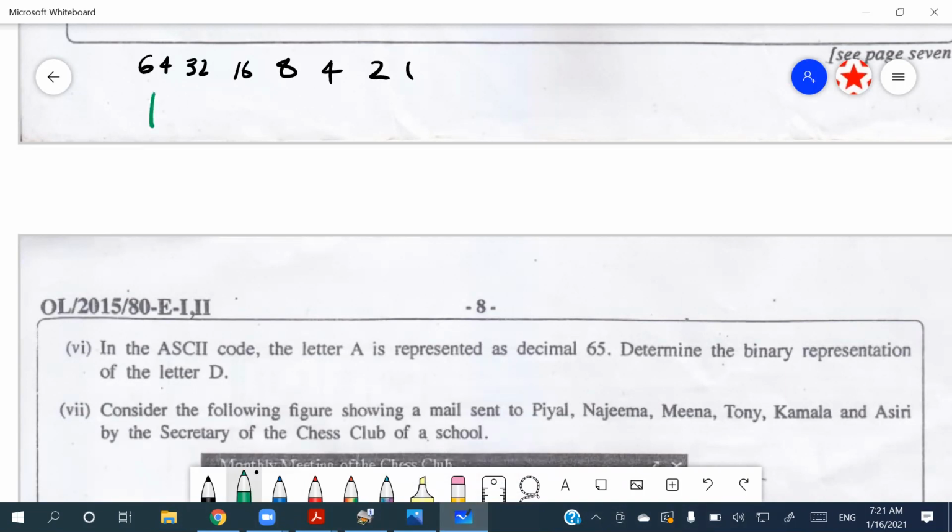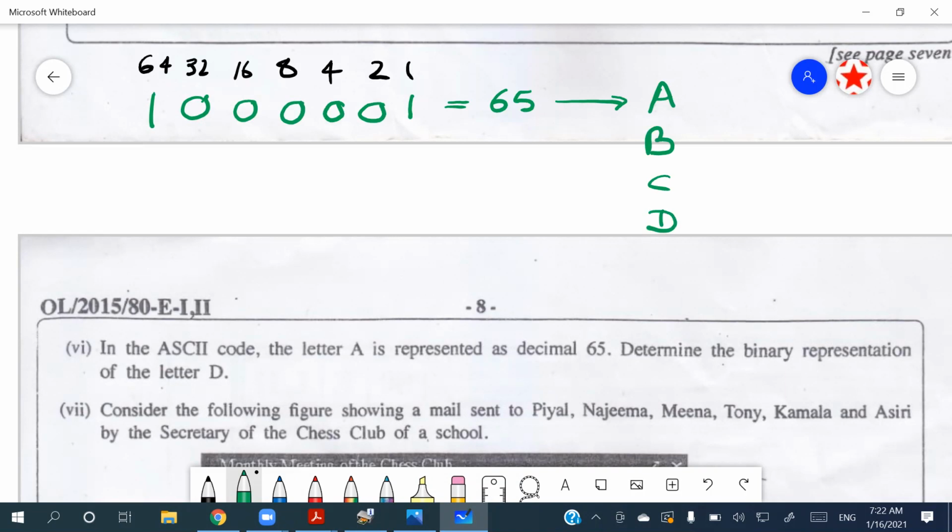64 is having 1 and 1 is having 1. So it gives you 65. All others are 0. So this will equal to 65, right? Which represents A. And for B, C, and D, it's going to be 66, 67, and 68. So now we are going to make 68 out of these place values, the black color ones.